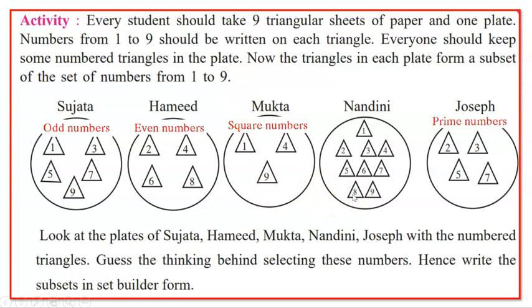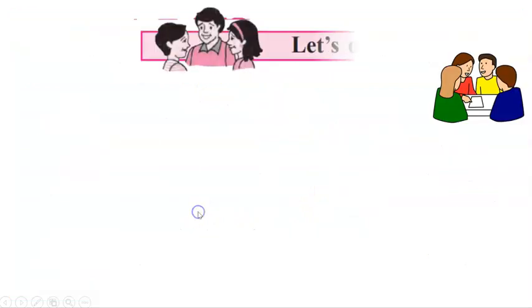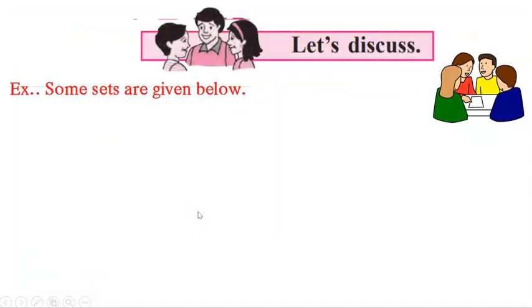नंदिनीच्या बाबतीत काय? Every element, this is a subset of itself. Okay, and जोसेफच्या बाबतीत काय मिळेल आपल्याला? These are the prime numbers, that is 2, 3, 5, 7. This is a subset of the set from 1 to 9. Okay, now the next, let's discuss.